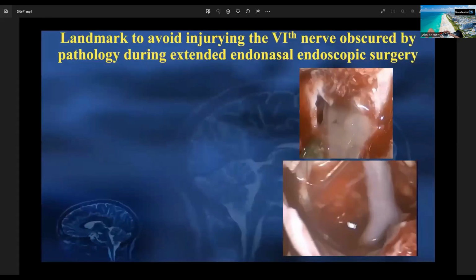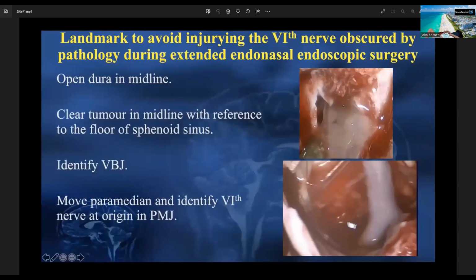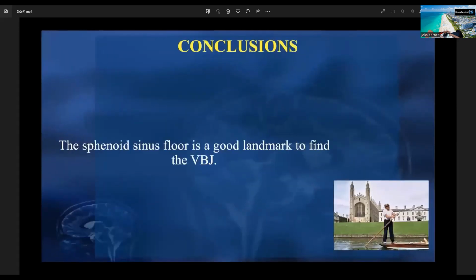So, the landmarks that we use when the anatomy is distorted. This one was not too bad, but sometimes you cannot see the sixth nerve. If you remain in the midline and don't go laterally, where the sixth nerve will be adherent to the dura and you can injure it, you go in the midline, identify the vertebrobasilar junction, go a little bit paramedian. This is the pontomedullary junction. The sixth nerve, you can detect it here. The pathology will be superficial to it, and then you follow the nerve cephalad. You will decrease the injury to the sixth nerve in difficult cases.